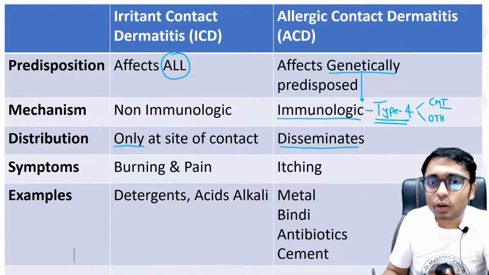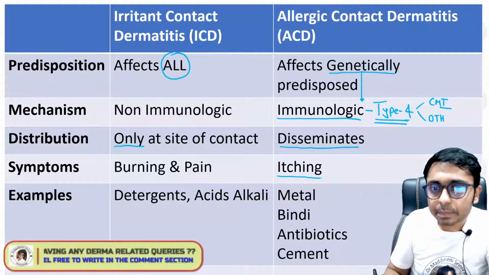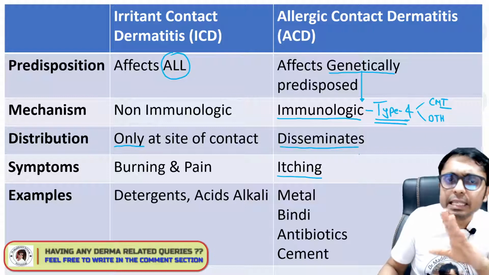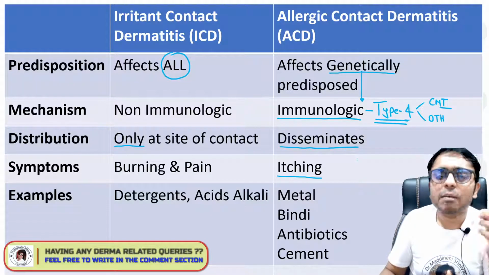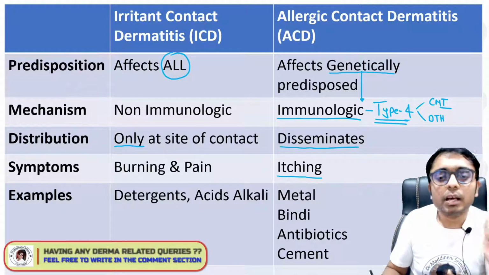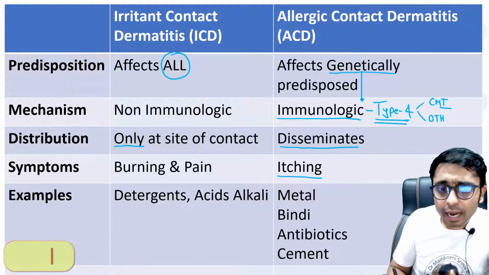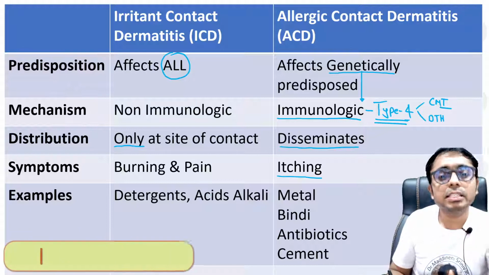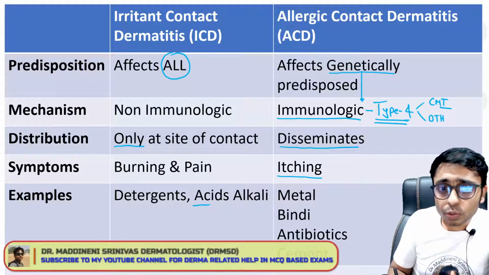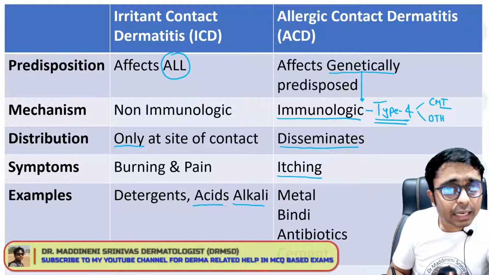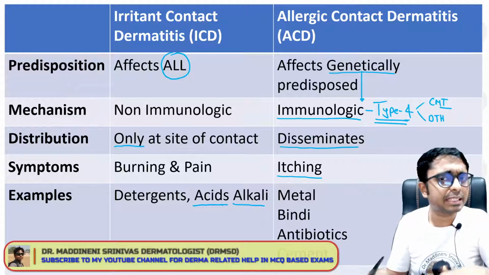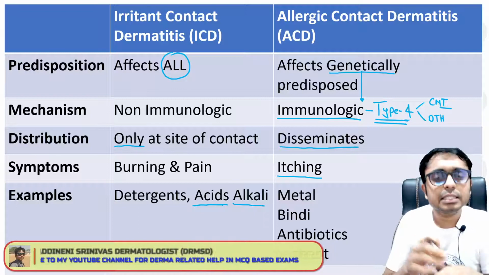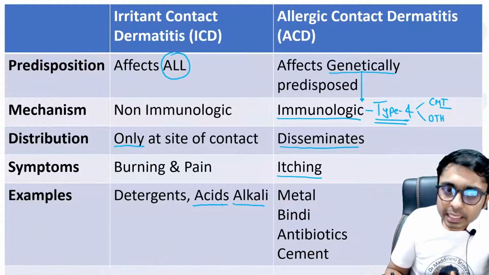And in the symptomatology also, you can see that these patients are going to have itching or pruritus in ACD, whereas in the ICD mainly burning and pain will be there. And why burning and pain will be there? Simple. So what are the examples of substances causing ICD? If you remember that, you can understand why there is burning and pain. So you can see acids and alkali. So if acid of certain concentration falls on anybody's skin, the skin is going to burn. Okay, and there is going to be pain.